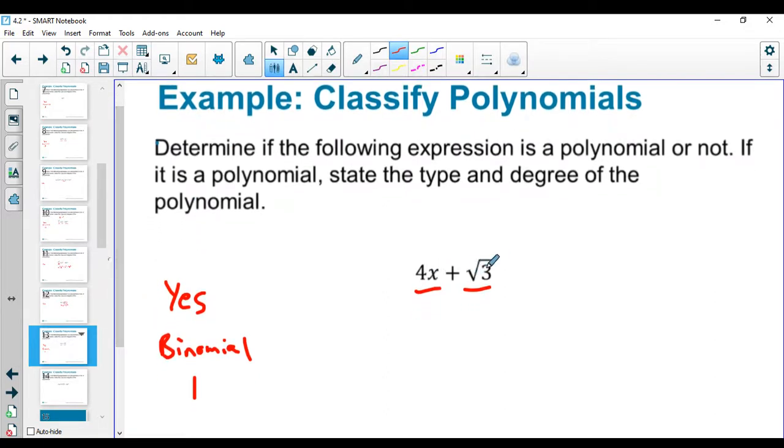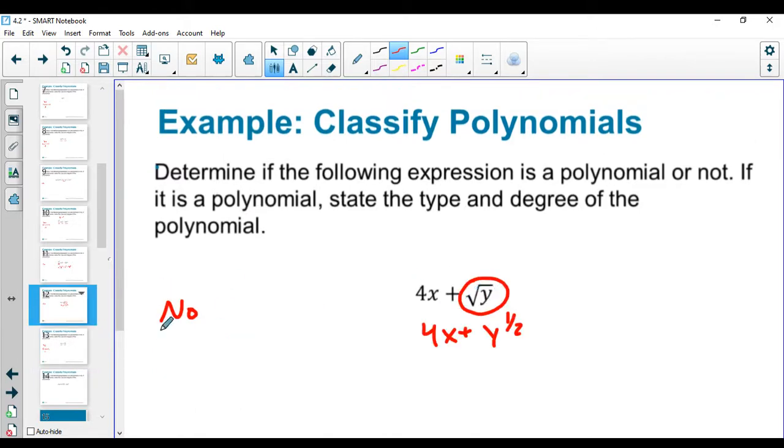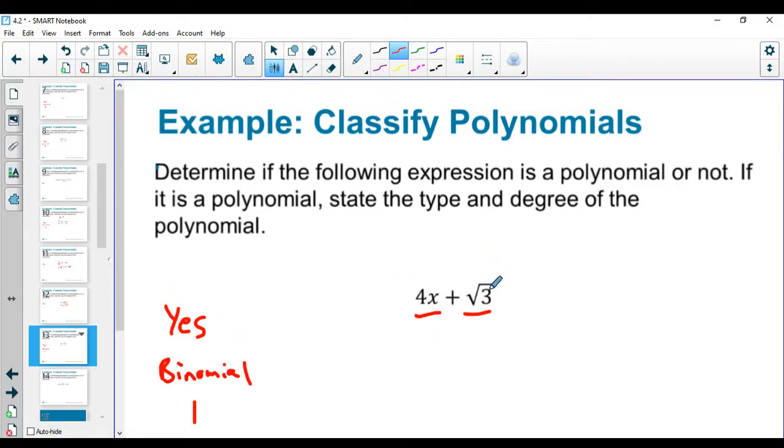Right? Square root of 3 feels wrong, right? When we looked at this square root and we said nope, but because it's just a constant under the square root, that's totally fine.